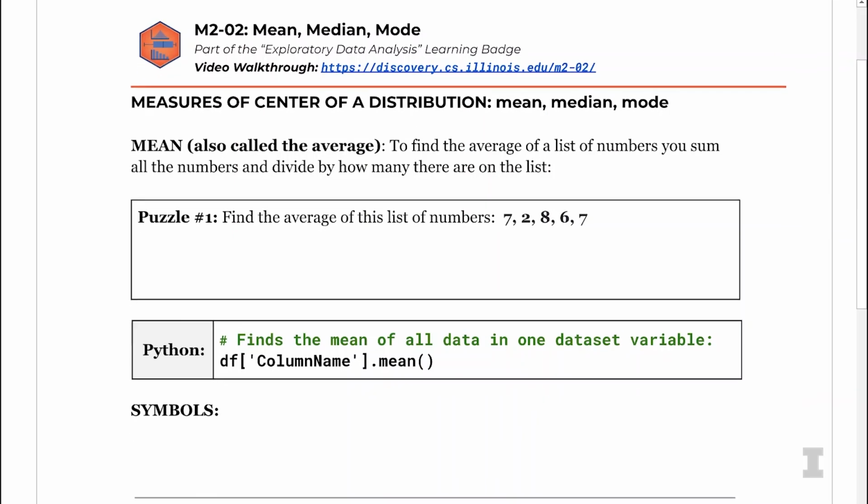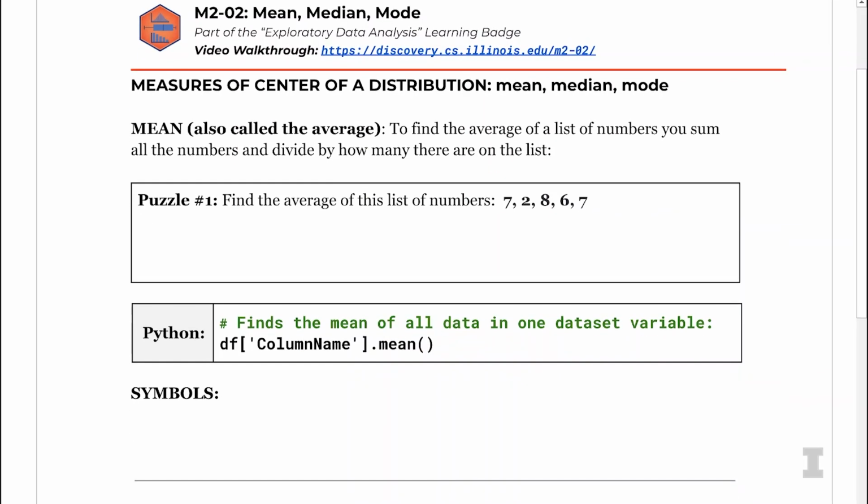So starting with the mean, which is actually also called the average. To find the average of a list of numbers, you just sum all of the numbers and then divide by how many are on the list. So this list that I have here has 5 numbers. So I am going to add all of them together to find the mean or the average. So I'm going to take 7 plus 2 plus 8 plus 6 plus 7 and divide by 5 to find the mean.